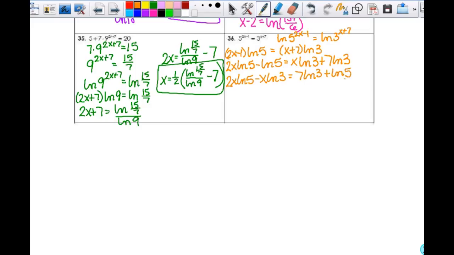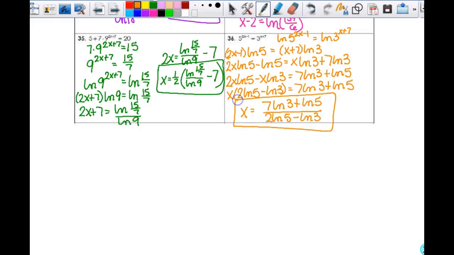So now since all my x terms are on the left, I can factor that x out. And that leaves me with 2 times the natural log of 5 minus the natural log of 3 equals 7 natural log of 3 plus the natural log of 5. Then I divide, so x equals 7 natural log of 3 plus the natural log of 5 all over 2 natural log of 5 minus natural log of 3. And that's it.